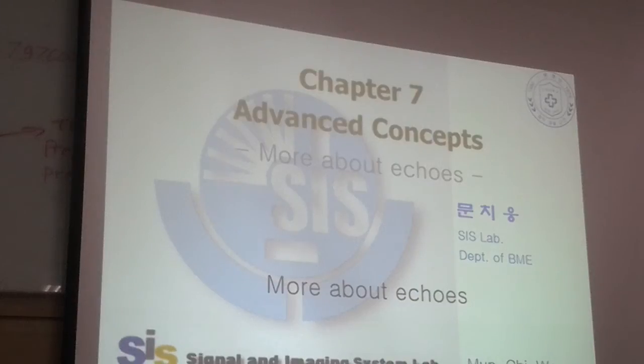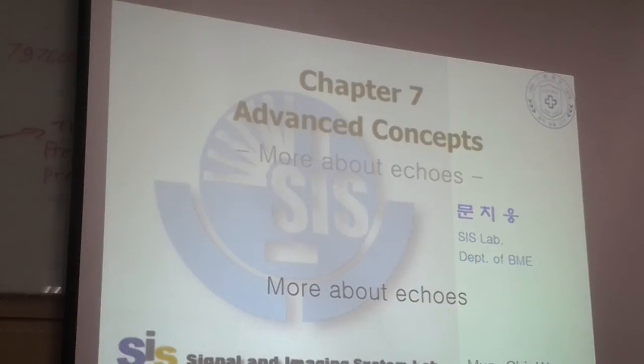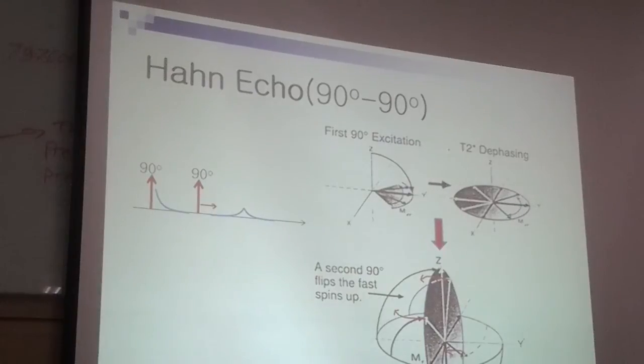which explains about different echoes from the we have studied. So I think it's a little bit advanced chapter, but this chapter will be helpful to understand some imaging techniques, how the MRI signal comes from the imaging process sequence.